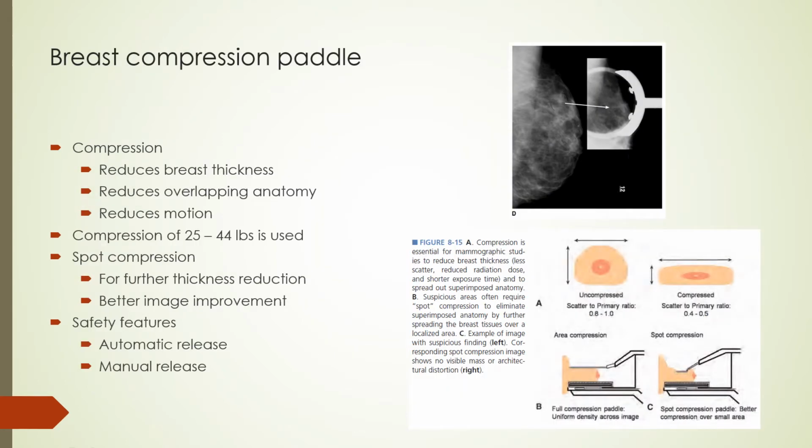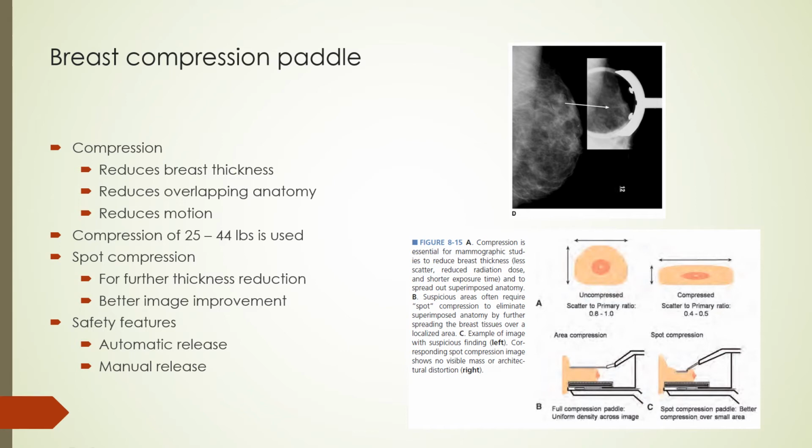Breast compression is important in mammography because it reduces scatter, geometric blurring, and results in reduced dose to the patient. The breast is typically compressed with a plastic paddle, resulting in a reduction in breast thickness and also spreading of the breast so that there is less overlap of anatomy. Compression also reduces inadvertent patient motion. The compression paddle exerts a force of between 25 to 44 pounds.